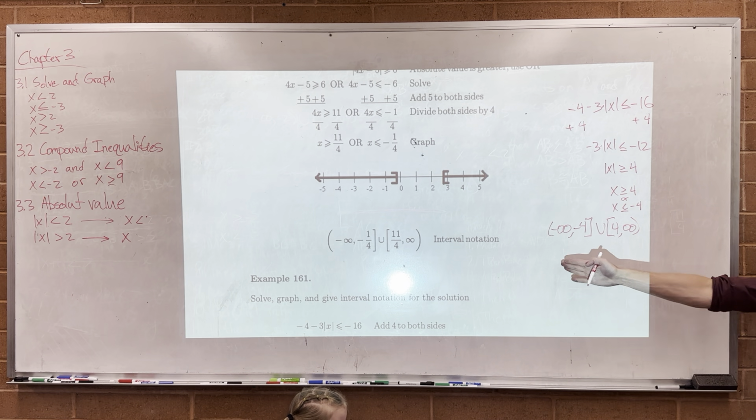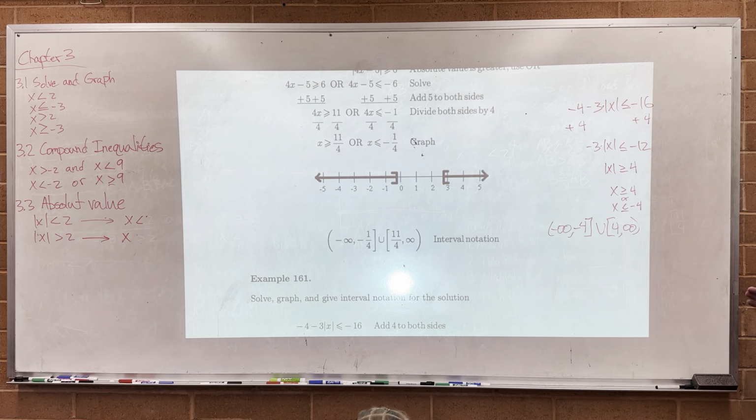Or plot it on the graph, you know how to plot on the graph. Mark 4, negative 4, and then all the numbers to the right and left of those.